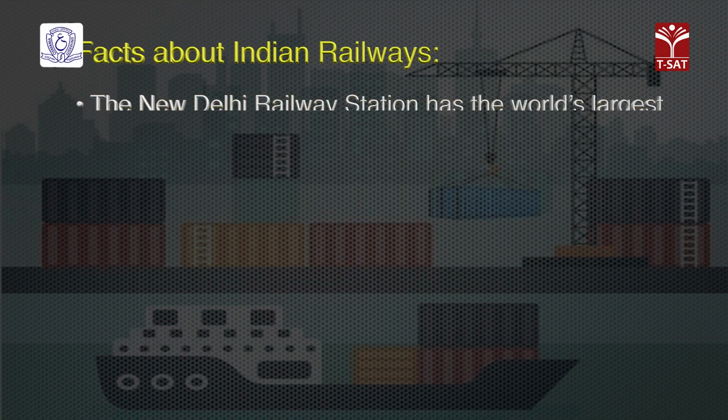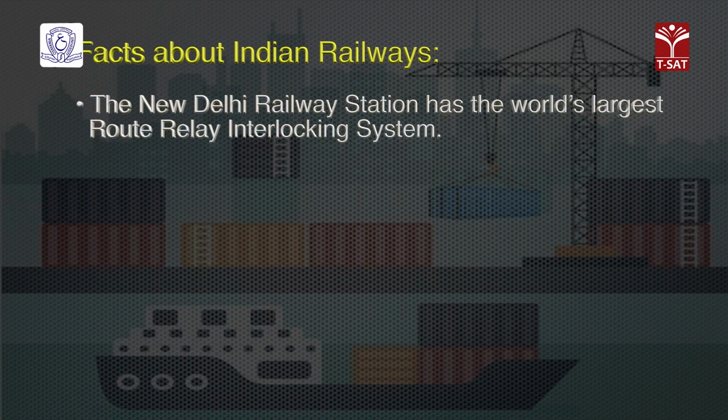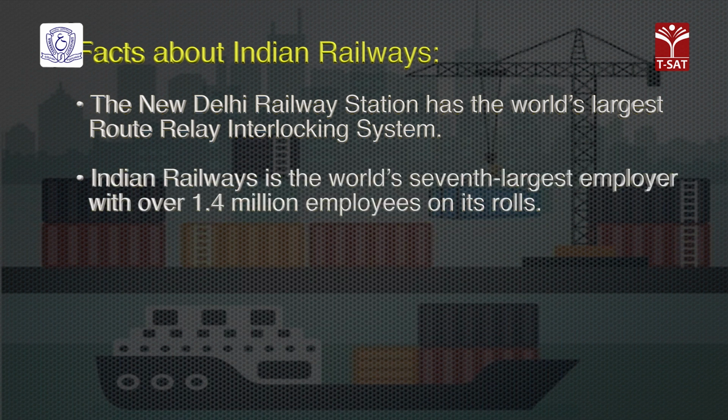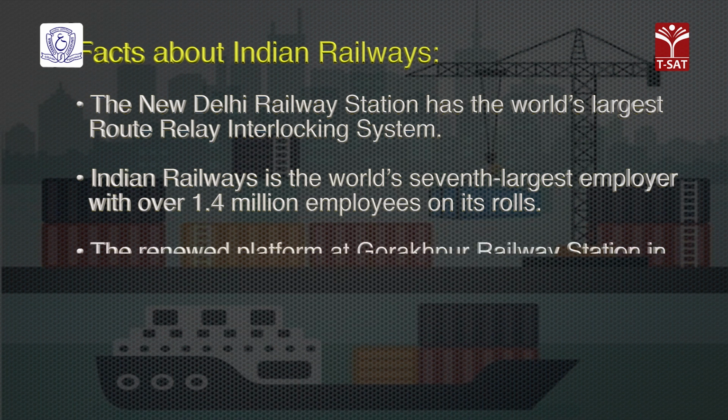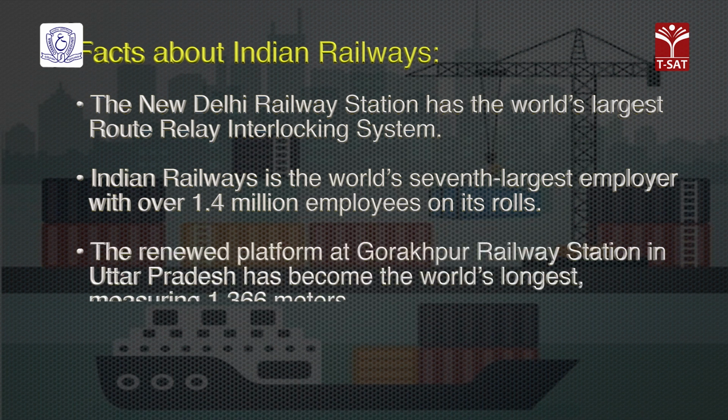New Delhi railway station has the world's largest route relay interlocking system. Indian Railway is the world's 7th largest employer with 1.4 million employees on the rolls. The renewed platform at Gorakhpur railway station in Uttar Pradesh has become the world's longest, measuring 1,366 meters.